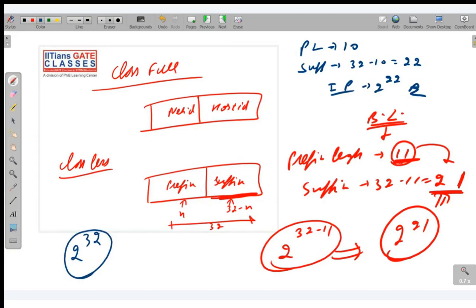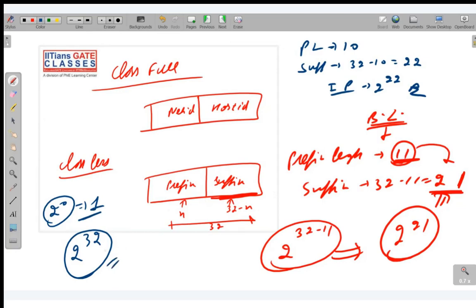Okay, and the entire internet is considered as one single block. One means what? 2 power 0 is 1, na? That means we have reserved no bit for prefix. If no bit for prefix, everything is suffix. Everything means 32 minus 0, that is 32. So a 32-bit suffix means 2 power 32 IP addresses.